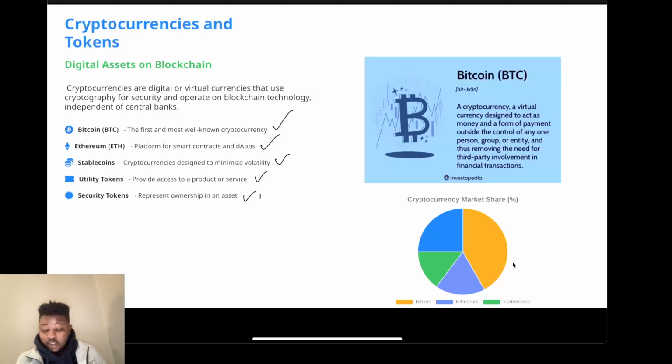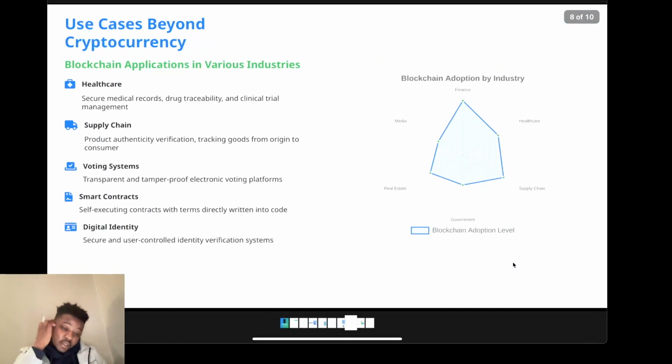And you can see from here that Bitcoin holds the largest market cap. Then use cases for blockchain and beyond. In this case, they can be used in various fields. Blockchain applications in various industries.